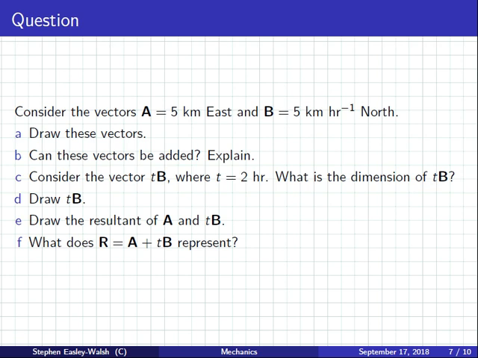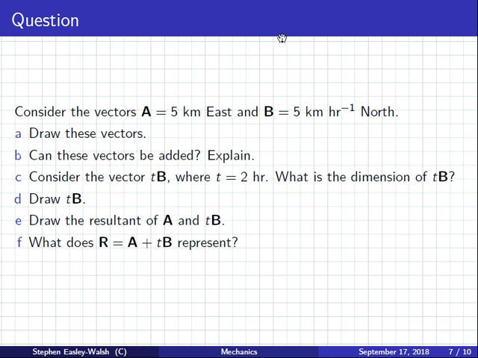Okay. So at the very beginning you drew A, didn't you? What type of vector is A? Is it a speed? Is it a velocity? Is it a displacement? What exactly is A, do you think? Have a look here. 5 kilometers east. It's a place, isn't it? So it's a displacement. What you're saying at the beginning is something is 5 kilometers east.